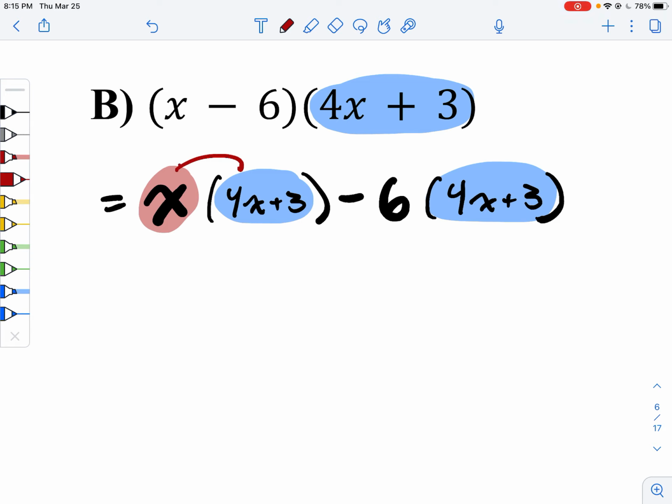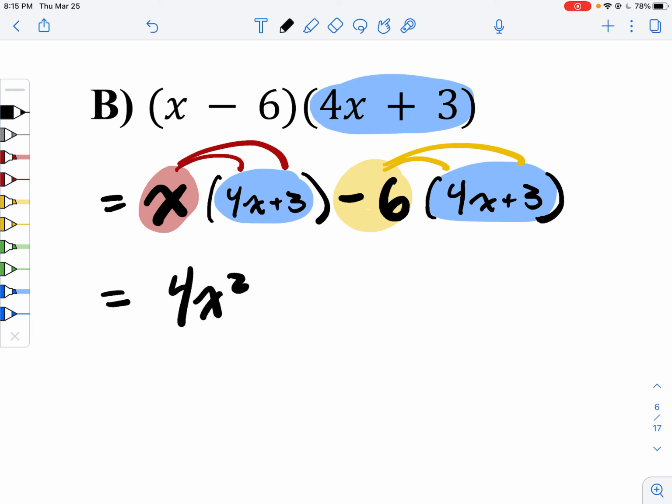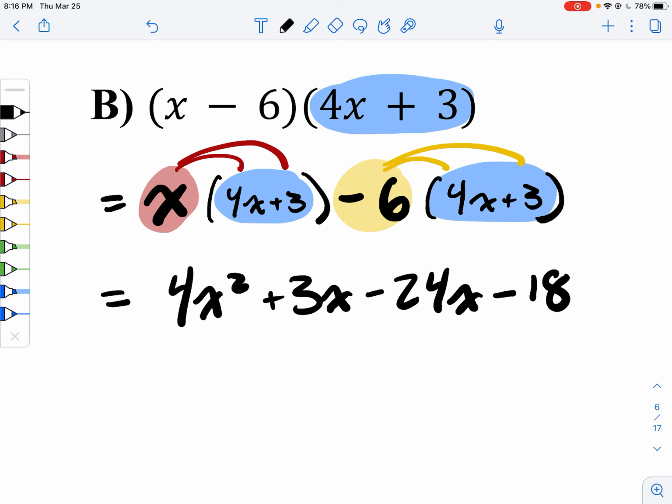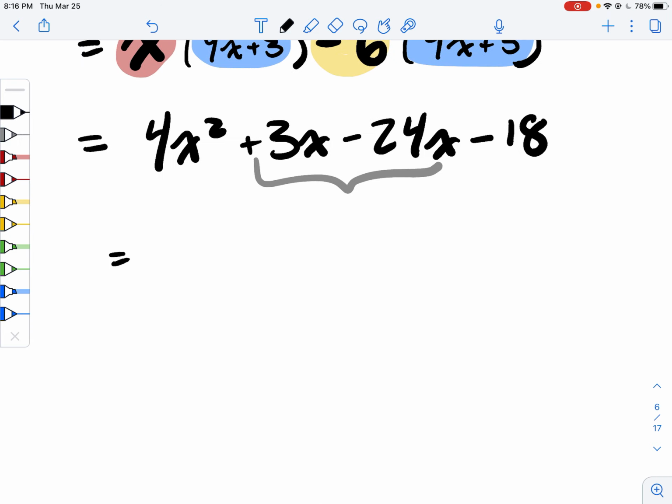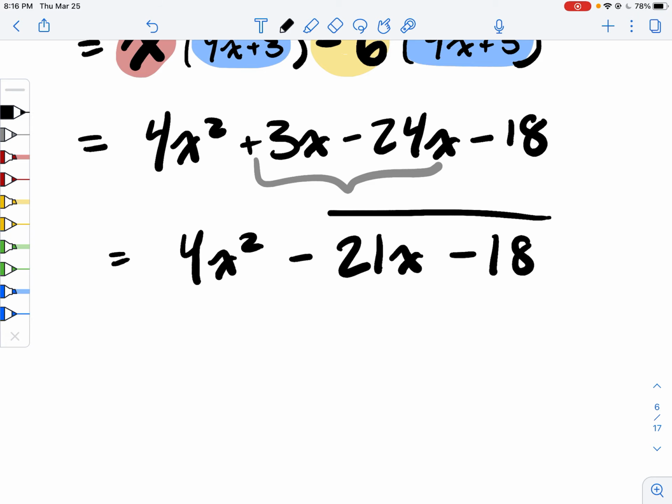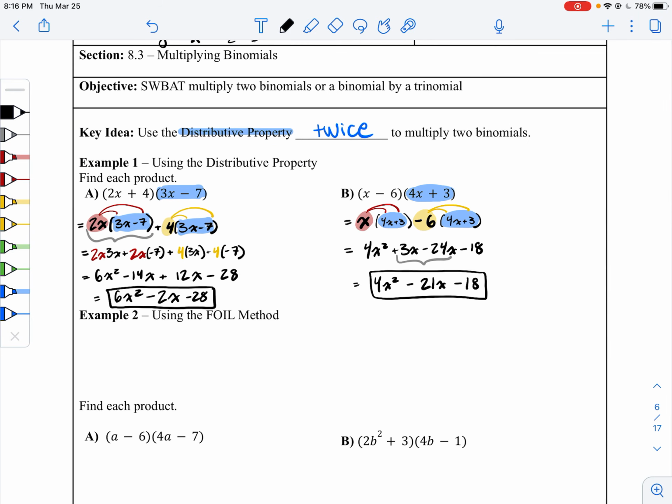We're going to distribute an x into both of these, and then a negative 6 into both of these. x times 4x is 4x squared. x times 3 is 3x. Negative 6 times 4x is negative 24x. And negative 6 times 3 is negative 18. We're almost there. We've got these like terms we can combine, which will give us 4x squared minus 21x minus 18. There you have it.